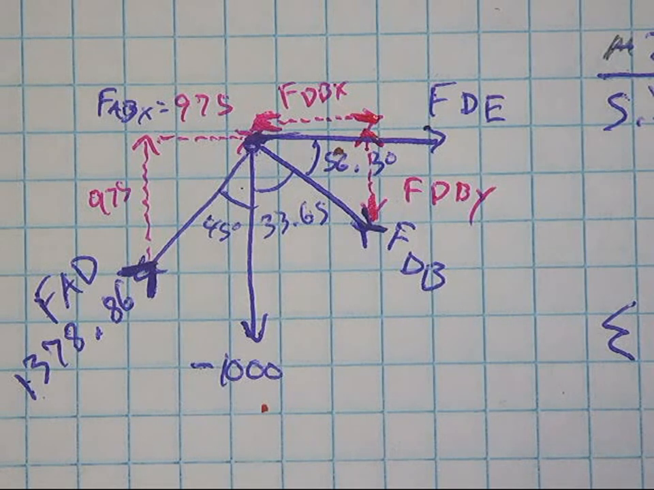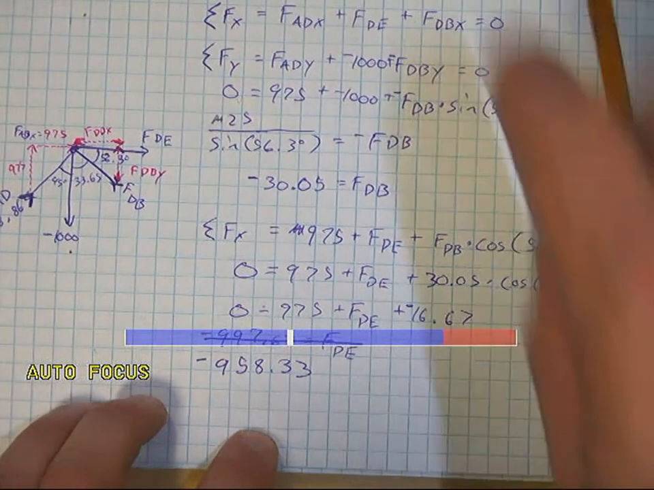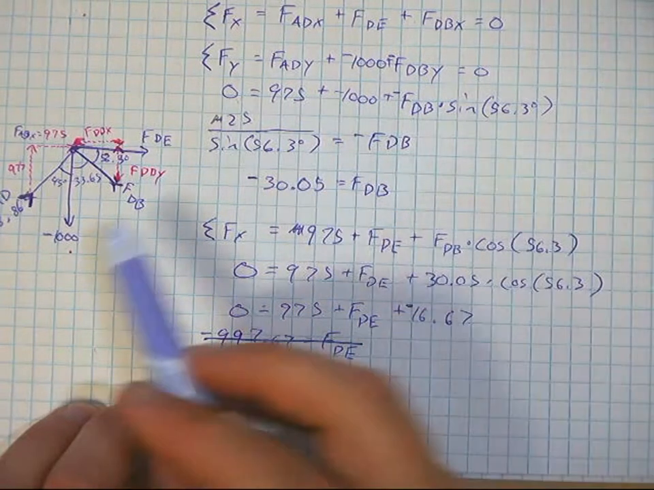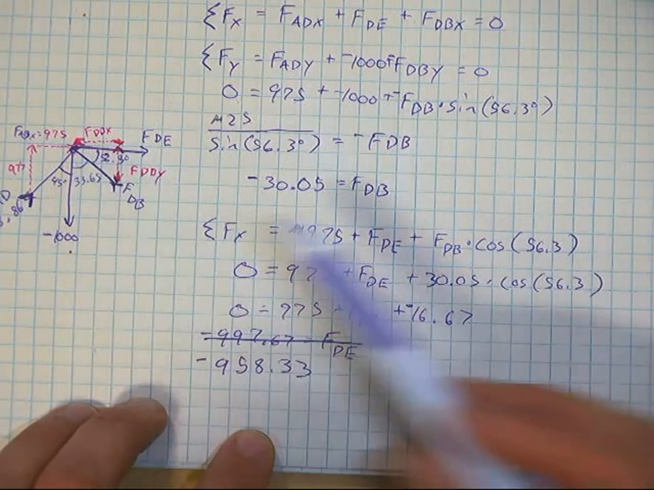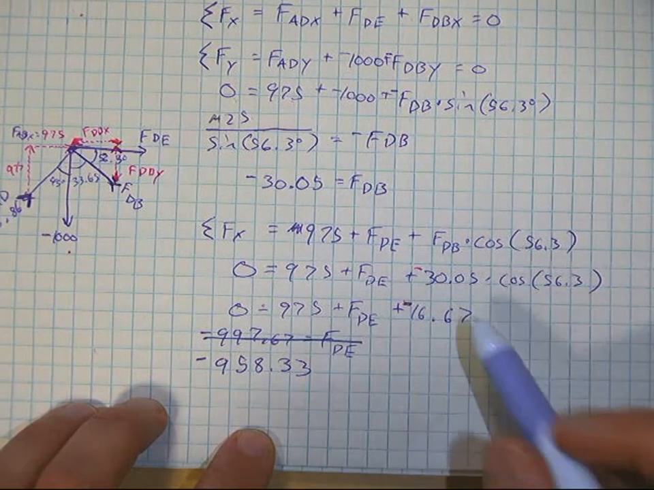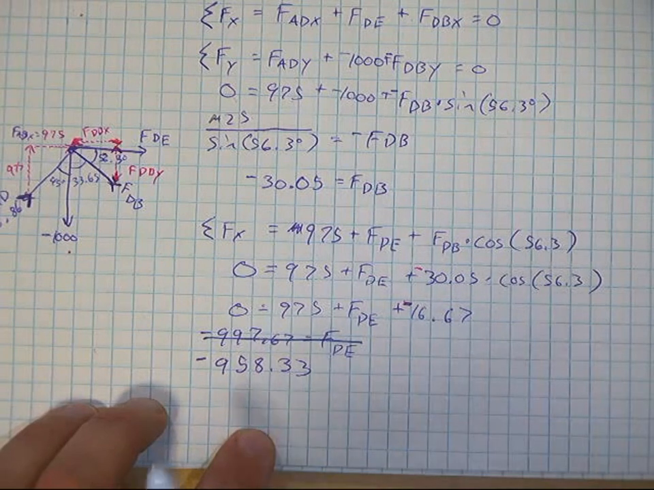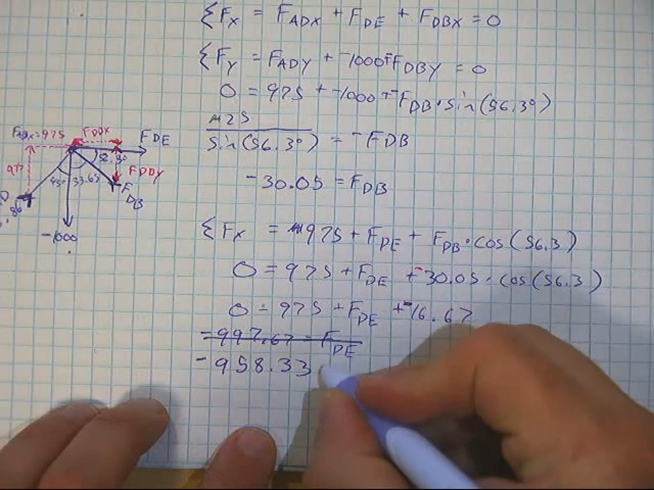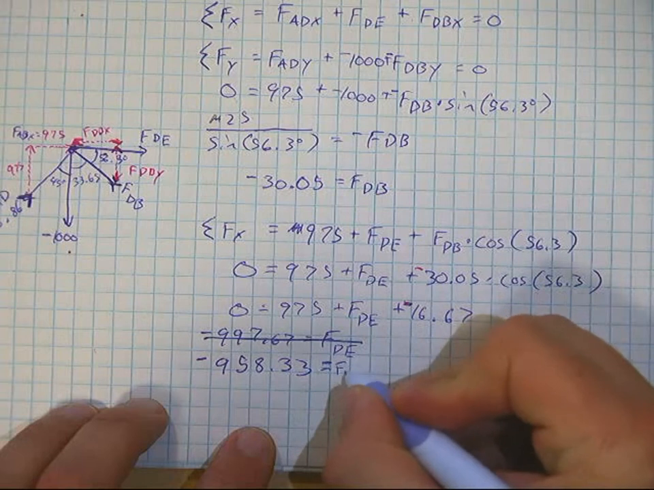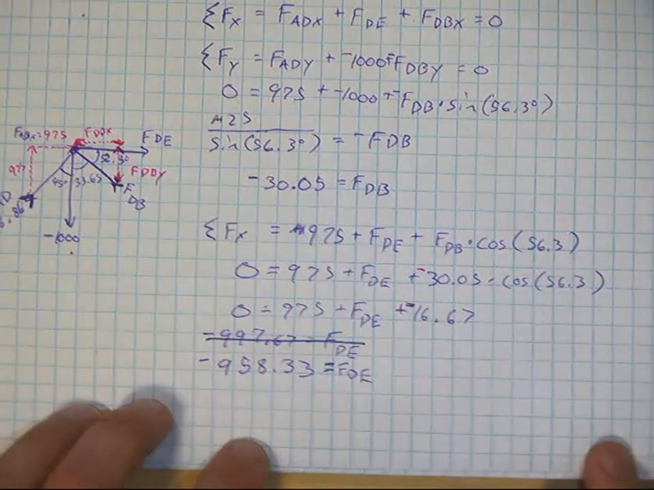Okay, so now what we're going to do is we have to go back and look at our summation of the x forces for D. So basically when I brought 30 in here, because you can see that FDX is going in the left direction, that should have been negative, which made 16 negative, which is fine. So when I added those together, I should have had 975 plus a negative 16.67. That would have given us a value of negative 958.33 is equal to FDE. Okay, all right, and that's our correction.